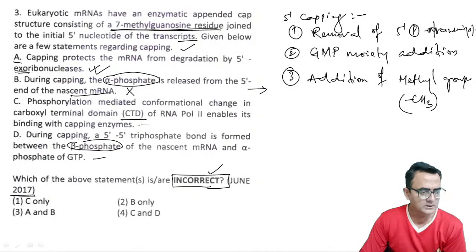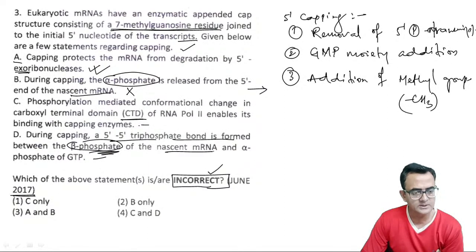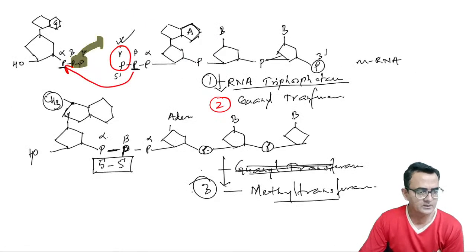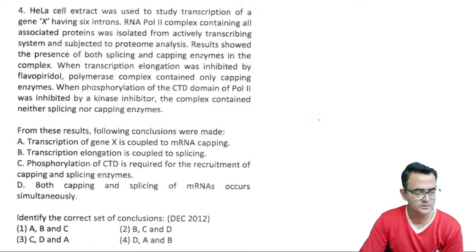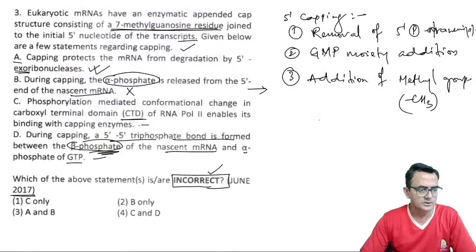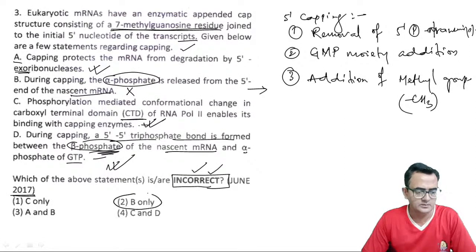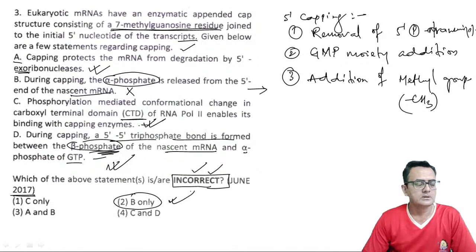Fourth is: during the capping, a 5' triphosphate bond is formed between the beta phosphate of the nascent mRNA and the alpha phosphate of the GTP. This is correct. See, this is the alpha phosphate of the GMP and the beta phosphate of the nascent mRNA. So the first is correct, B is wrong, the third is correct, and the fourth is also correct. Which of the following is incorrect? Only B is incorrect, so choice number 2 is the correct choice here.